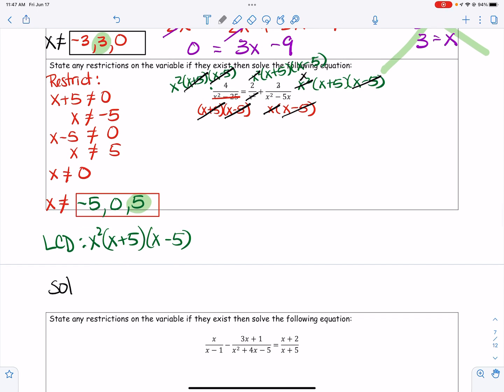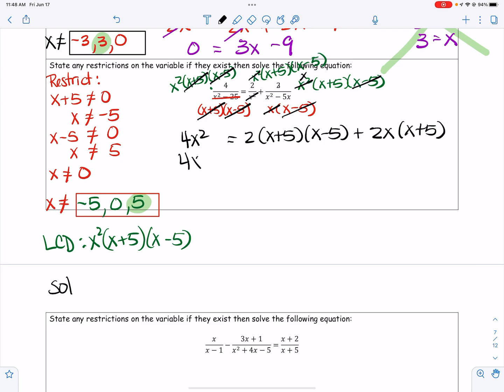Okay, so let's start, and we get the x, so we get 4x squared. That was correct. We get 2x plus 5, x minus 5. And then we have 2x times x plus 5. I missed that last x there. So we get 4x squared equals 2 times x squared minus 25 plus 2x squared plus 10x.